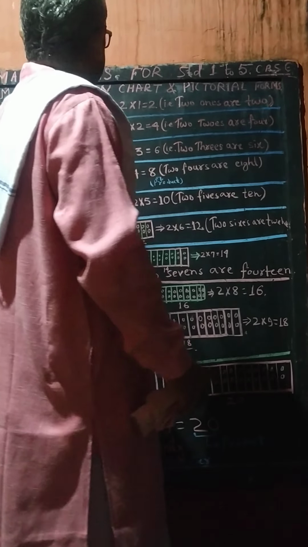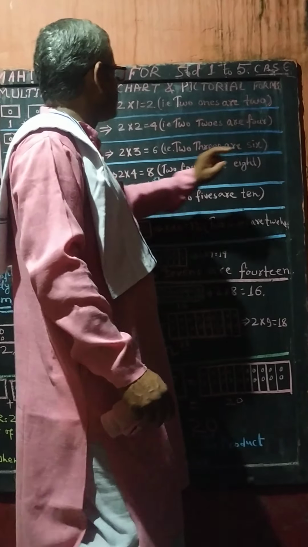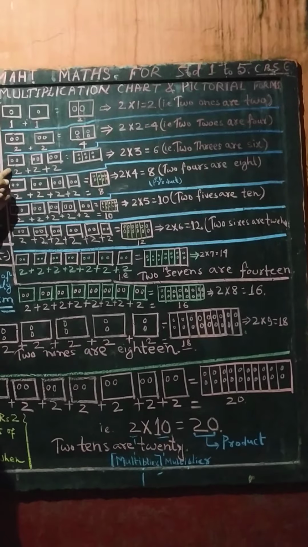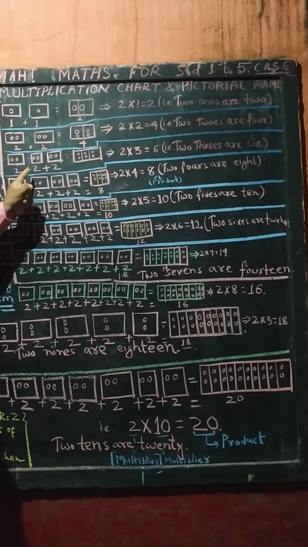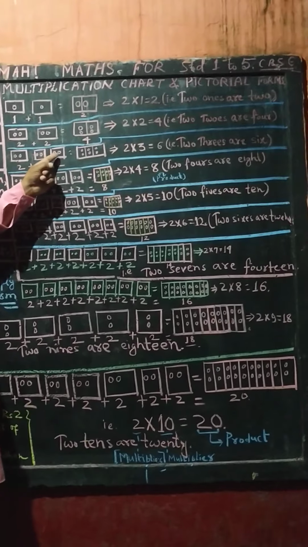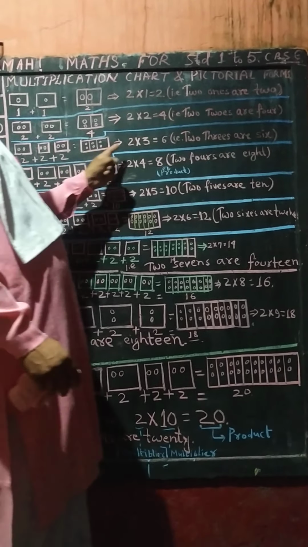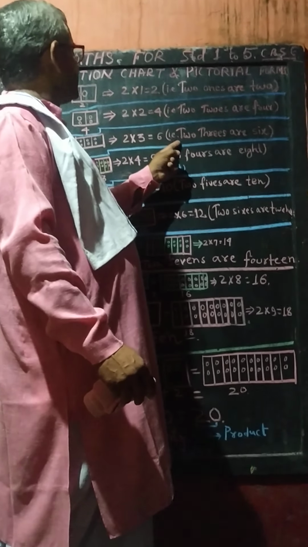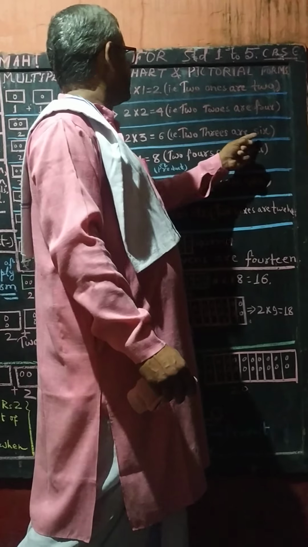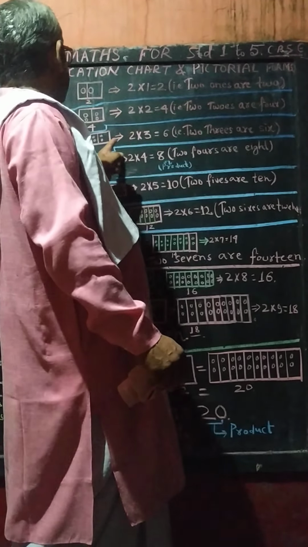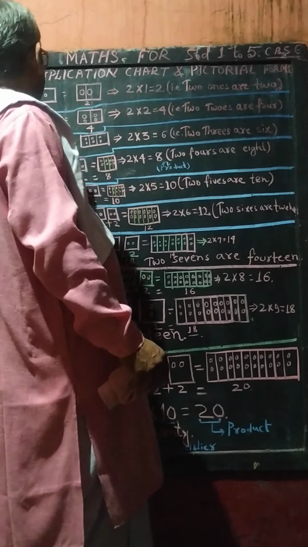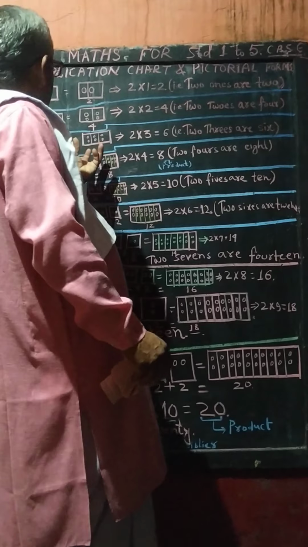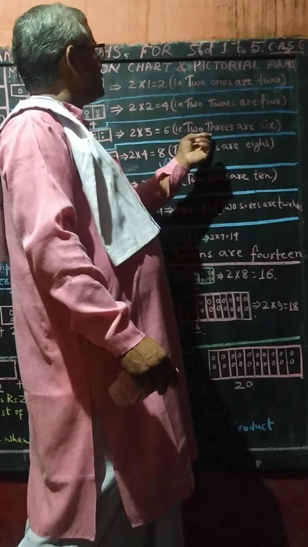Next, 2 3s are 6. It means in pictorial form, 2 balls have been arranged in 3 separate boxes. See, 2 plus 2 plus 2 is equal to 6, and it is written as 2 into 3 is equal to 6, and in words it is read as 2 3s are 6. That means 2 balls are there in 3 separate boxes, and when we count it as a group, it becomes 2 3s are 6.